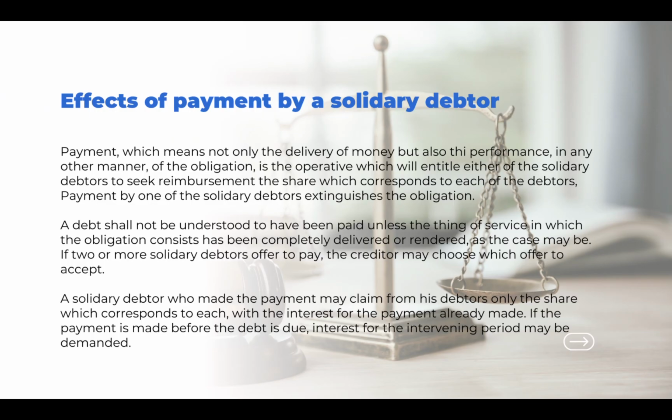However, dito class, magbabayad yung other debtor doon sa nagbayad na debtor. Okay? A solidary debtor who made the payment may claim from his co-debtors only the share which corresponds to each. Diba? Halimbawa, 9,000 as example earlier, nagbayad ako ng 9,000 kay A. So, dapat si B magbabayad ng 3,000 sa akin. Si C magbabayad din ng 3,000 sa akin. Okay? So, ganun lang yun. Doon ako maghahabol. So ngayon, sila na ang debtor ko, ako na ang creditor nila.